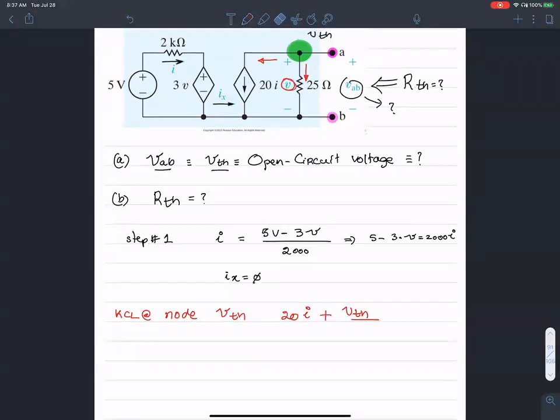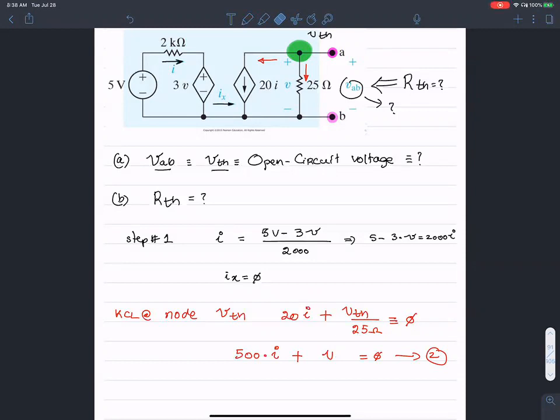The voltage across the 25 ohm resistance, all of that should equal 0. So this is my second equation, which tells me that, if I rewrite this, 500 times I plus VTH equals 0. Okay, but VTH is the same as V, right? So I'm going to simply call this V.